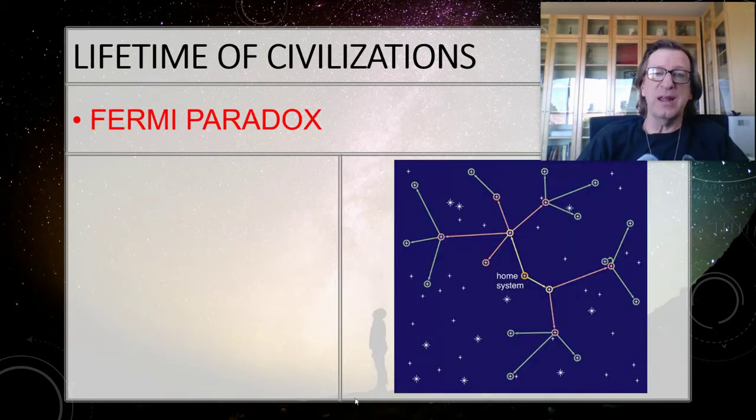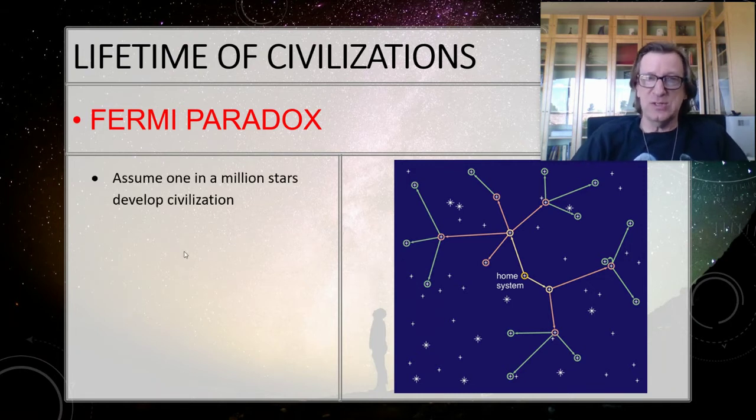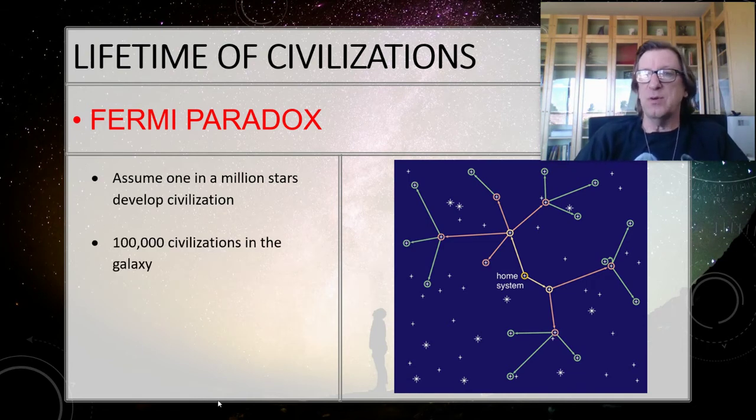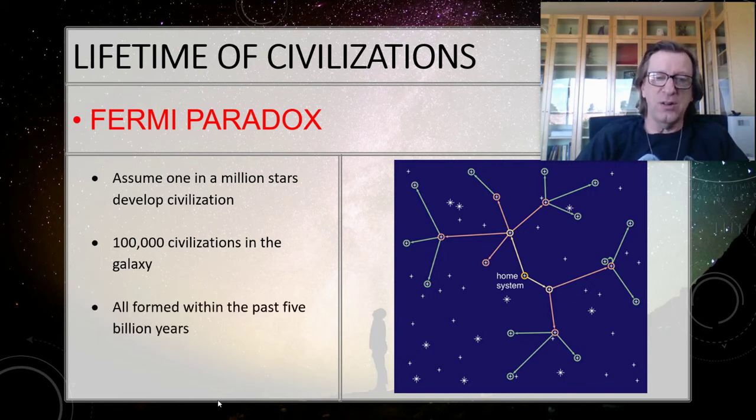So when we're looking at alien civilizations, Fermi, who is a physicist, proposed this paradox. He said, okay, let's assume that 1 in a million stars generates a civilization. And he's basically using the Drake equation and just kind of coming up with some estimates from that. That would mean that there are about 100,000 civilizations in the galaxy because there's about 100 billion stars out there. So all of these would have formed within the past 5 billion years.